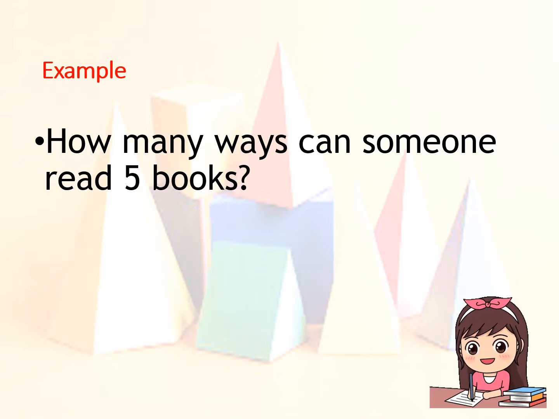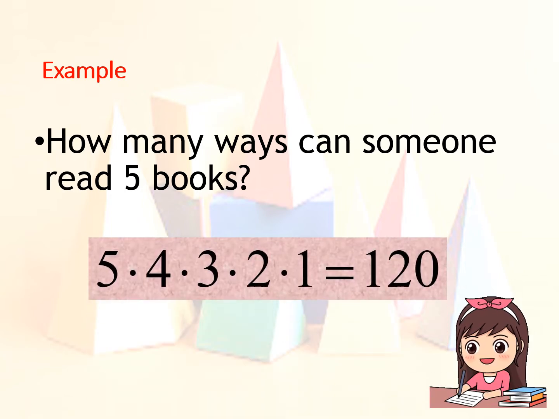Now, let us have another one. How many ways can someone read 5 books? In here, we shall have 5 times 4 times 3 times 2 times 1. You start with 5. If you choose one book, then you have 4 more choices. After the two books that you selected, you have three more choices. Then after the third one, you only have two more choices for the fourth. And for the last book, you only have one. So we have 5, 4, 3, 2, 1. We multiply it, and it is equal to 120.